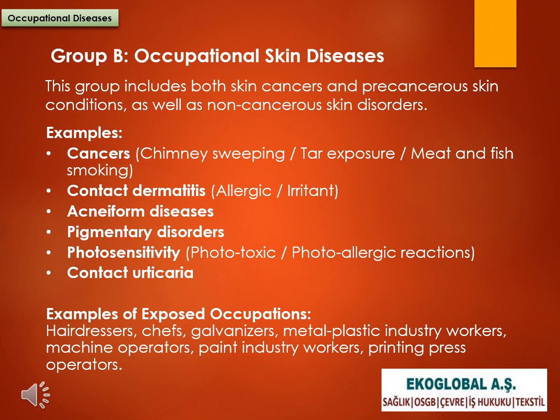Group B covers a range of occupational skin diseases, from skin cancers and precancerous lesions to various non-cancerous skin disorders. Examples include contact dermatitis, either allergic or irritant, acneiform eruptions, pigmentary disorders, photosensitivity reactions, and contact urticaria. High-risk occupations include hairdressers, chefs, galvanizing workers, metal plastic industry employees, machine operators, paint industry staff, and printing press workers, all of whom are regularly exposed to skin-harming agents.